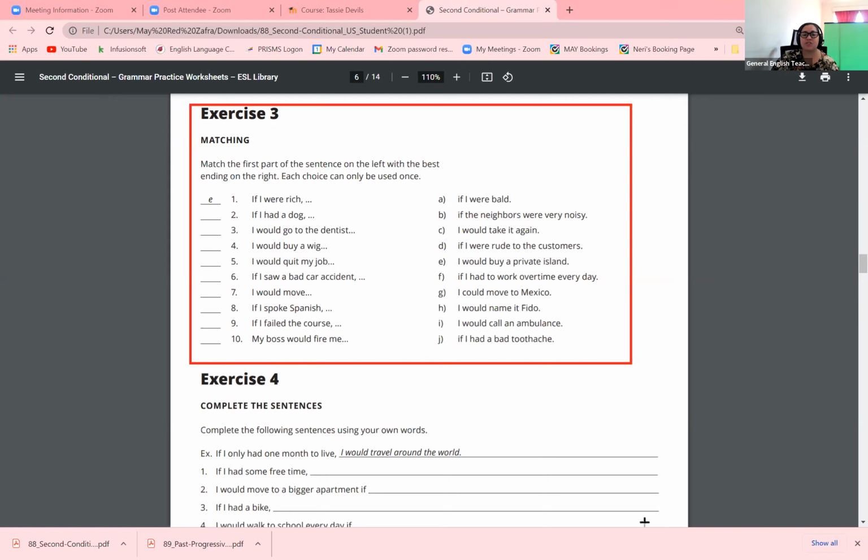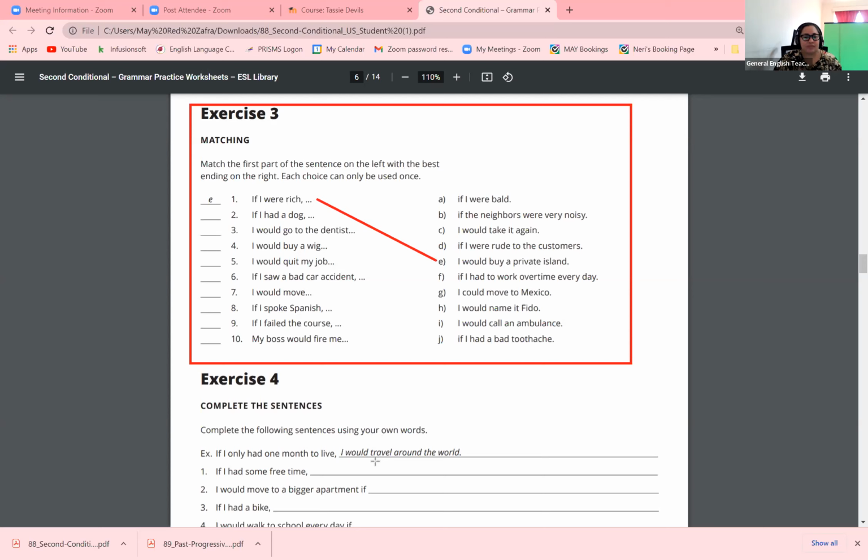Muhammad, can you read the instruction and the example, please? Matching the first part of the sentence on the left with the best ending on the right. Each choice can only be used once. Number 1, if I were rich, I would buy a private island. Okay, if I were rich, I would buy a private island. Letter E. Yes, that's the answer from the book. Good. Number 2.